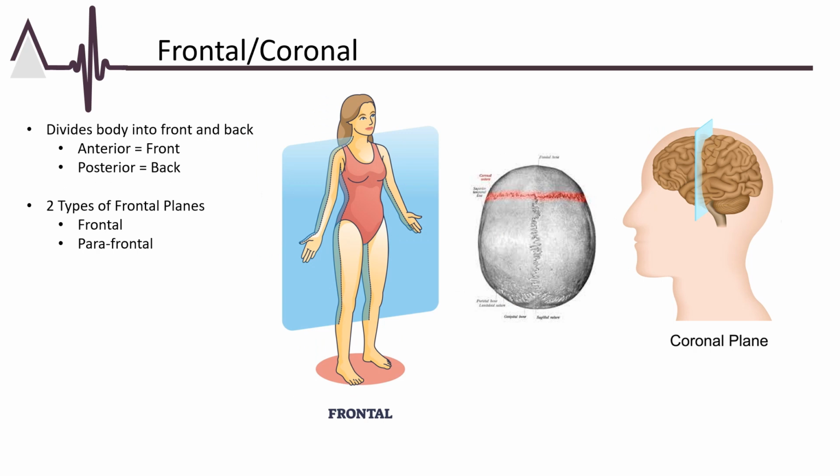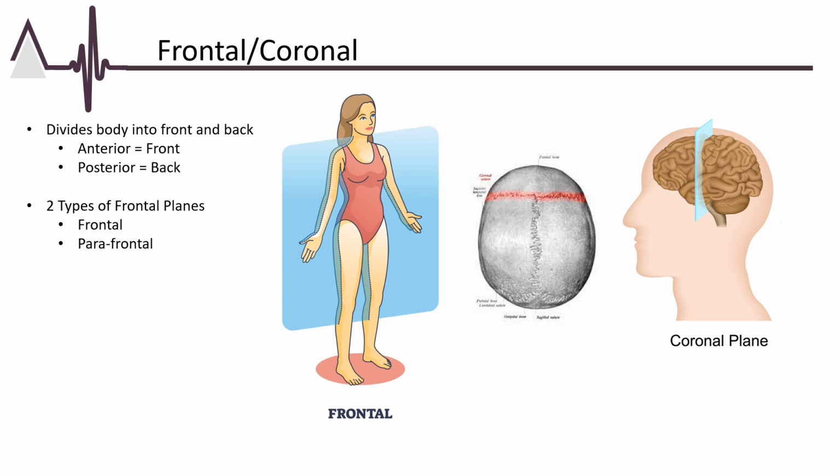The frontal plane, also called the coronal plane, is a vertical plane that runs from side to side and divides the body into anterior and posterior portions. This plane is named after the coronal suture of the skull, which runs from one ear to the other across the top of the skull. When we talk about the frontal plane, we often refer to two different types of frontal planes. First is the frontal plane. This is the standard frontal plane that divides the body into anterior and posterior positions.